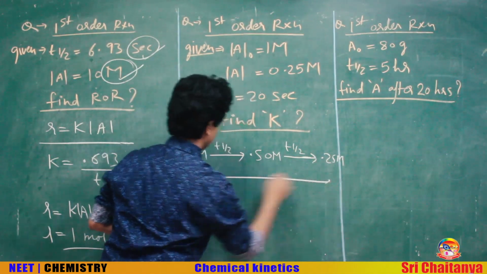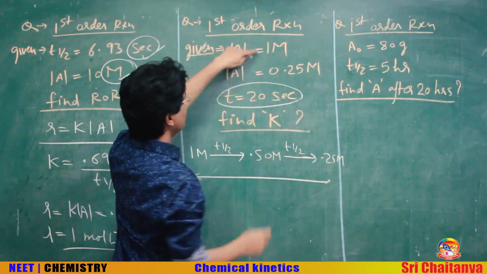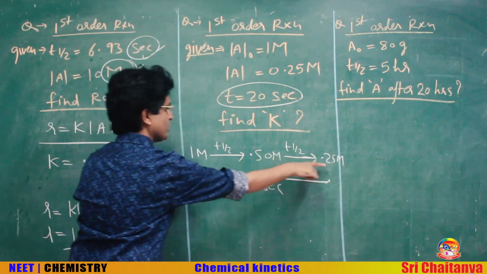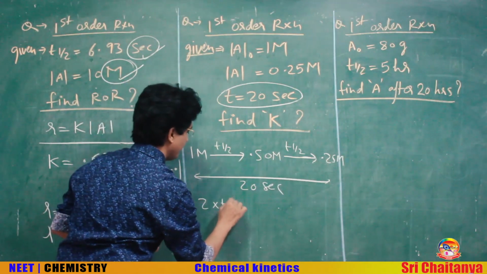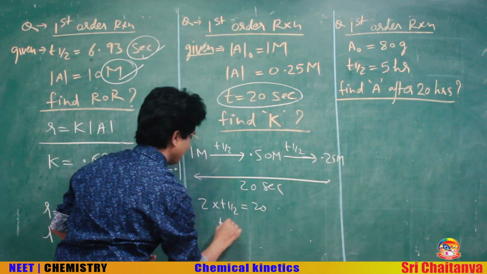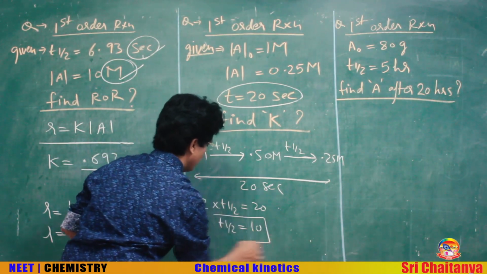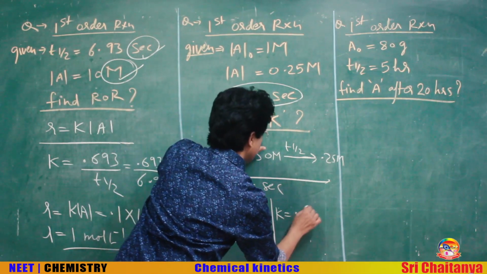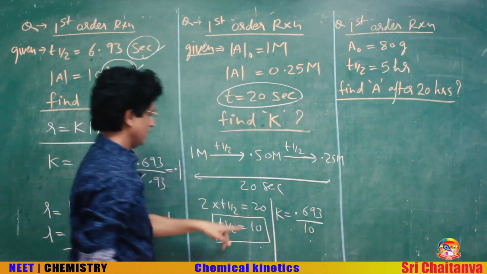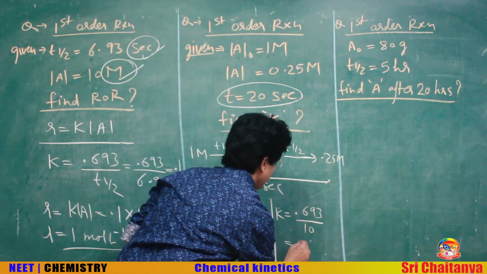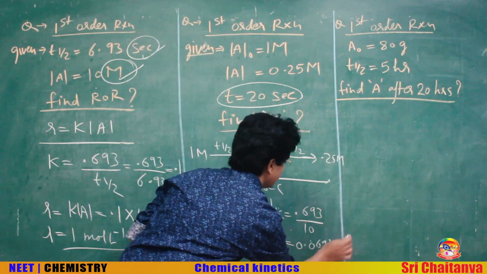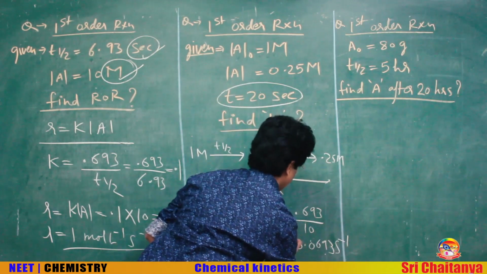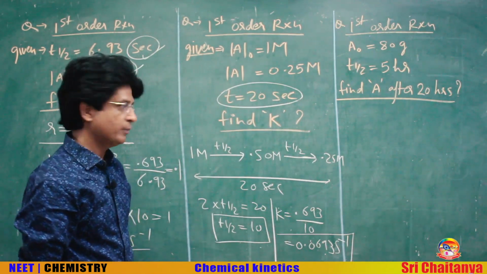Total time given is 20 seconds. Time required to go from 1 molar to 0.25 molar is 20 seconds. So this is how much? 2 half-lives. So 2 half-life is equal to 20. So half-life will be equal to 10. So half-life is 10. They're asking K. So what is K? K will be 0.693 upon 10, the half-life. So this will be 0.0693, and the unit will be per second. Remember that for first order reaction, the units are per second, per unit time.